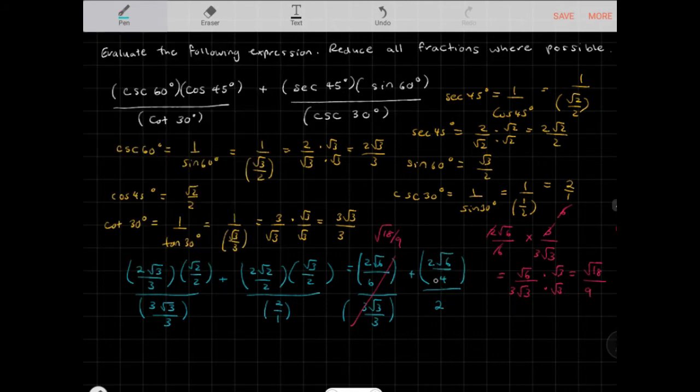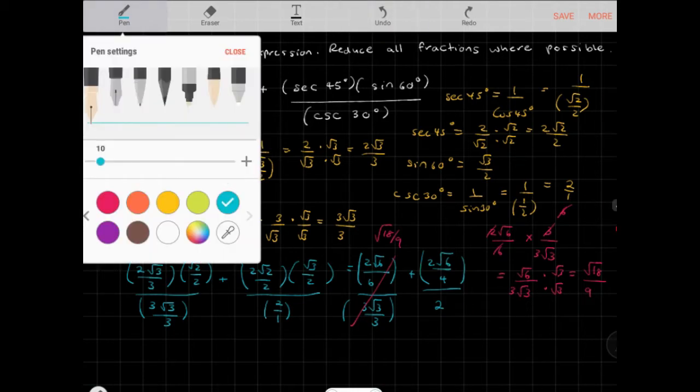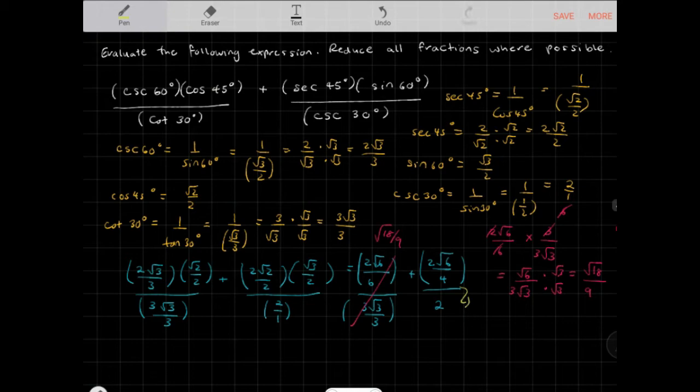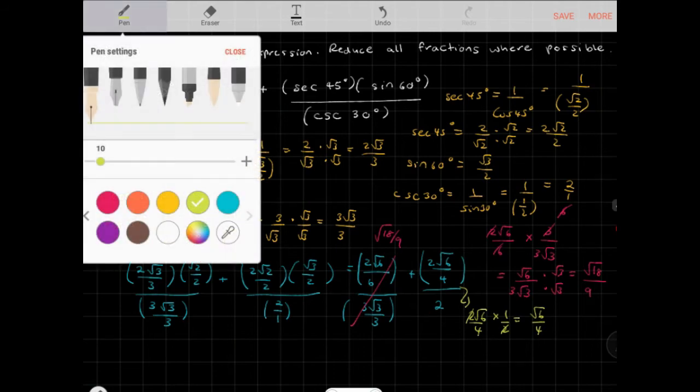And in this case, we get, I use a different color here. I use green. In this notion, we get 2 square root 6 over 4. For dividing by 2, we're multiplying by 1/2. We basically cancel this out. We get square root 6 over 4. Okay. So now in my next line, this is what I'm left with.